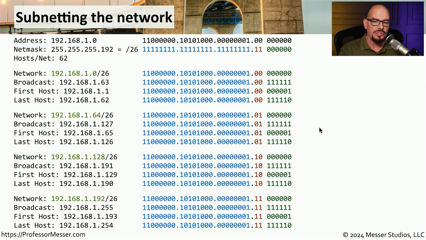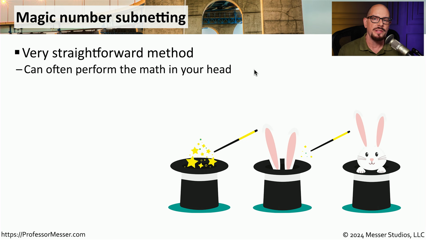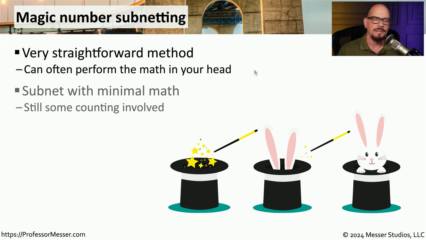You can see looking at this screen that there are a lot of separate binary to decimal conversions you'd have to do just to calculate those specific details for all 4 of those subnets. We can simplify this process by using the magic number shortcut. This allows us to perform subnet calculations very quickly, and very often we can do all of these calculations in our head. There's still a little bit of math involved with the magic number method, but it's limited to powers of 2 and some very simple addition and subtraction.